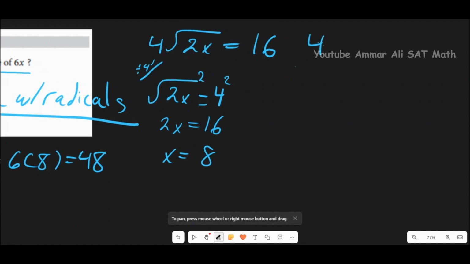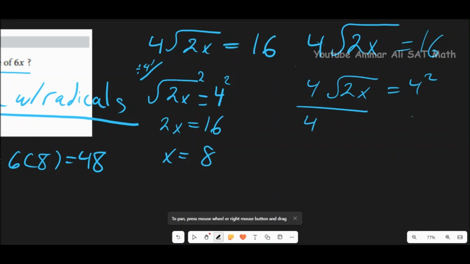The even faster method is if we notice that 4 times root 2x is equal to 16, and 16 is 4 squared. So we can rewrite that as 4 times root 2x is equal to 4 squared. We can divide by 4 on both sides, and then we get root 2x is equal to 4 squared divided by 4, which is just going to be 4. And then you know what to do from there. That's another way you can get to this part right here. Maybe a little convoluted, so maybe it wasn't exactly a faster method.